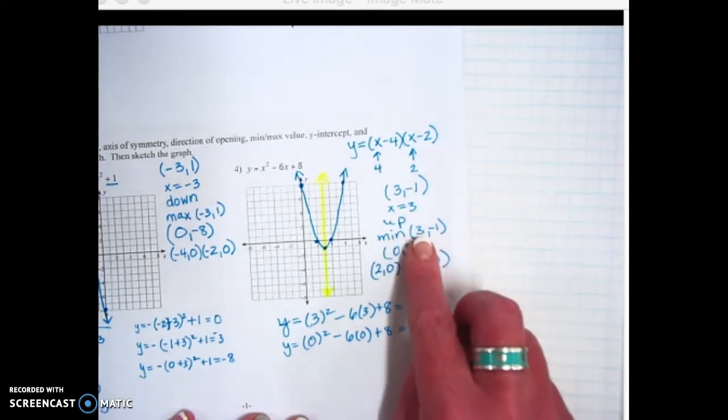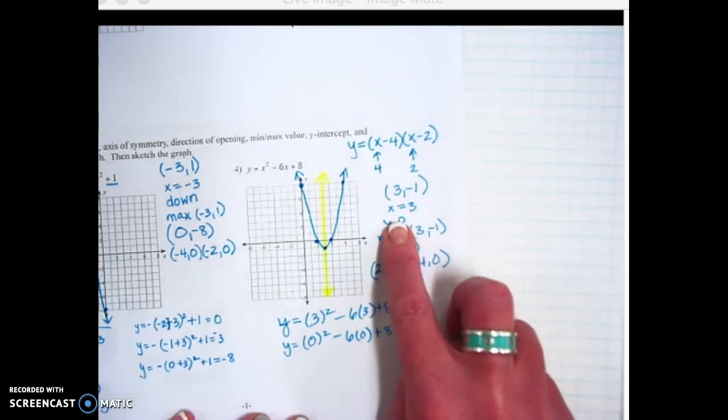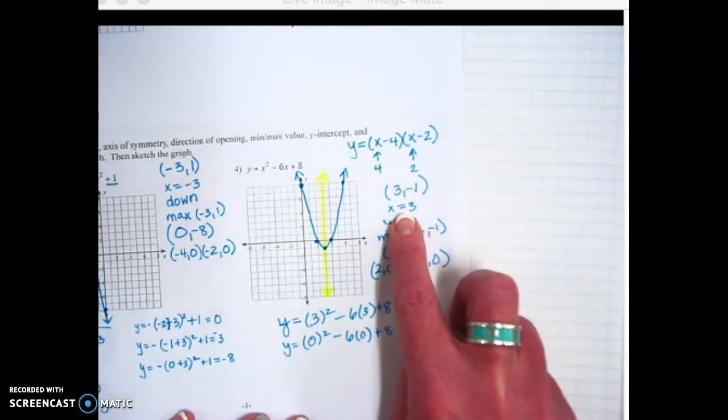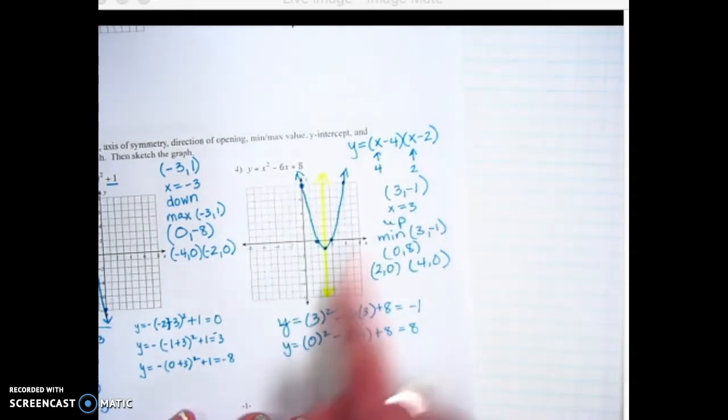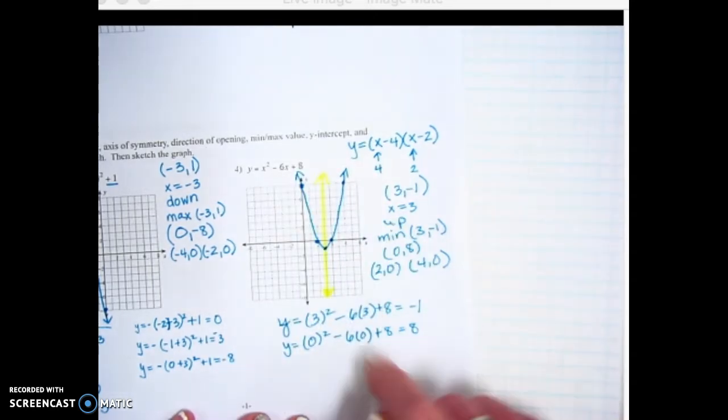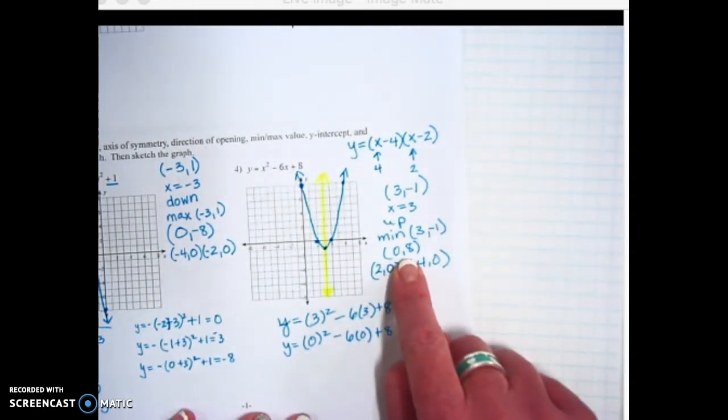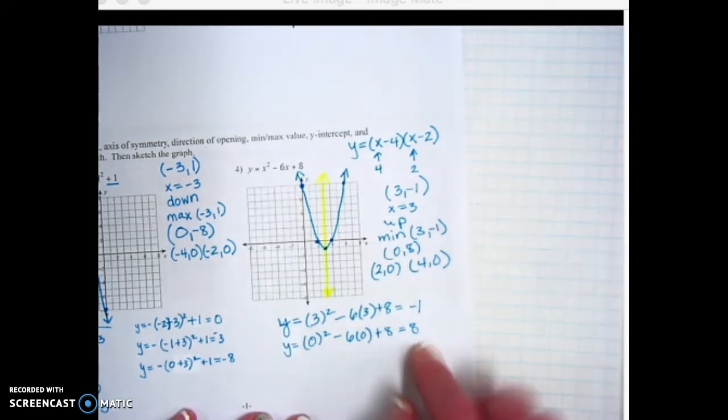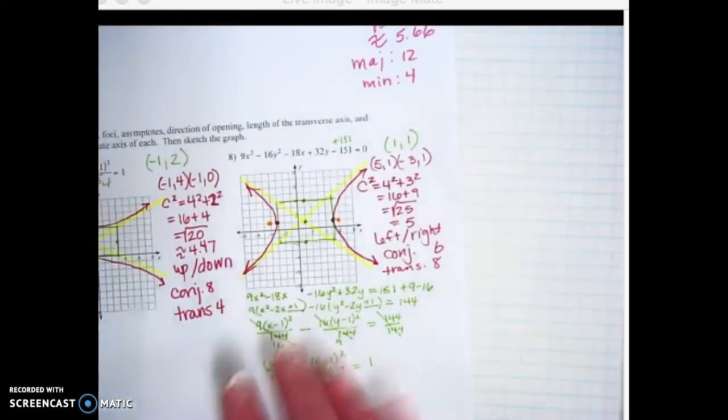It also happens to be your minimum since this one opens up. And your line of symmetry is at x = 3. Right? To find the y-intercept, I just plugged in 0 and got 8. Right? Flip it over to the back.